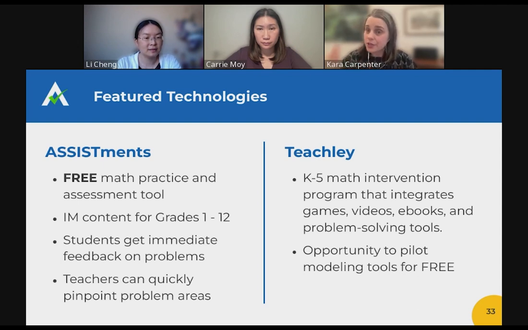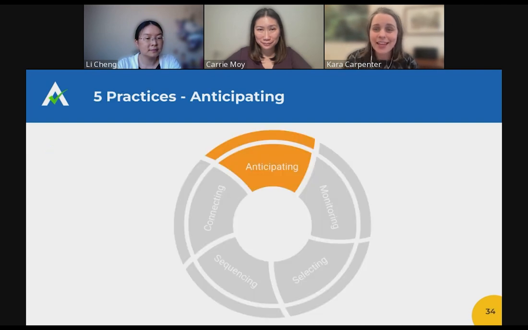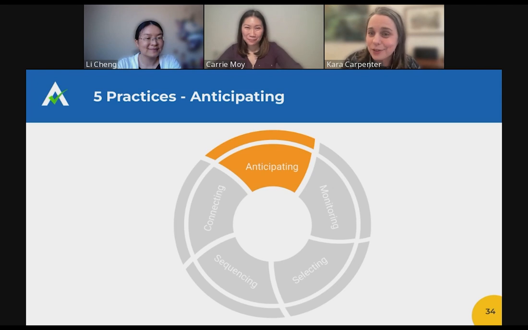And then the other technology that we're going to feature today are the Teachly tools. At Teachly, we have a K-5 math intervention program. It integrates games, videos, and ebooks. But what we're really going to focus on today are some of those modeling tools and problem-solving tools. Some of the visuals that I shared earlier were examples of work that students can make within those tools. And at the end, we're going to talk about an opportunity to pilot those modeling tools within the ASSISTments platform for free. Great. And now I'm going to pass it back over to Carrie to talk through these technologies.